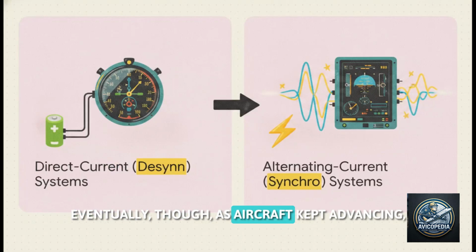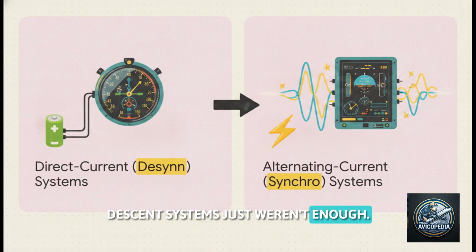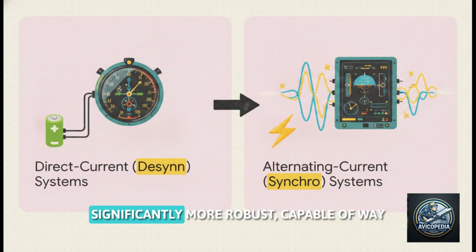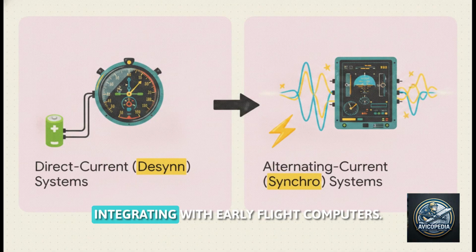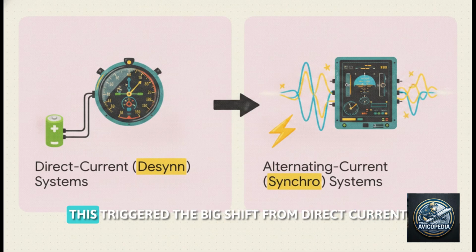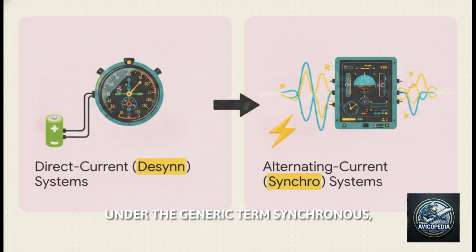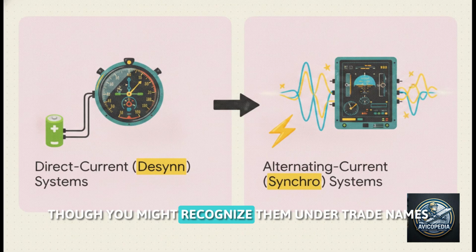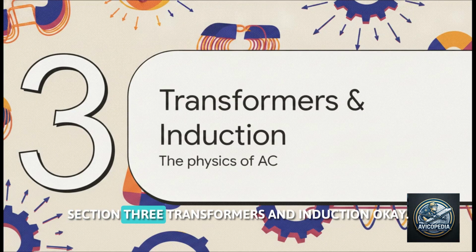Eventually, though, as aircraft kept advancing, these simple, direct current Desynn systems just weren't enough. Aviation needed something significantly more robust, capable of way higher accuracy, and capable of integrating with early flight computers. This triggered the big shift from direct current to alternating current systems. The whole industry moved toward AC setups, which are broadly classified under the generic term synchros, though you might recognize them under trade names like autosyn or cellsyn. Section 3. Transformers and induction.